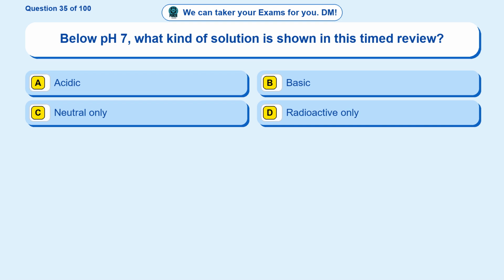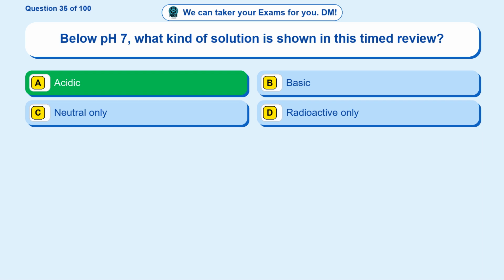Question 35. Below pH 7, what kind of solution is shown in this timed review? Option A, acidic. Option B, basic. Option C, neutral only. Option D, radioactive only.